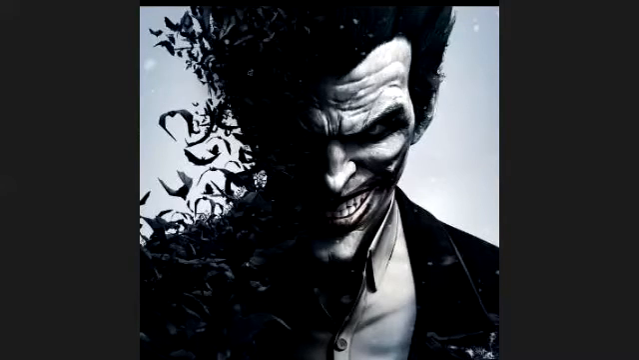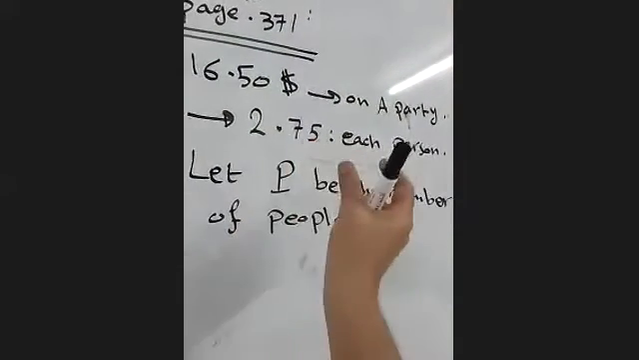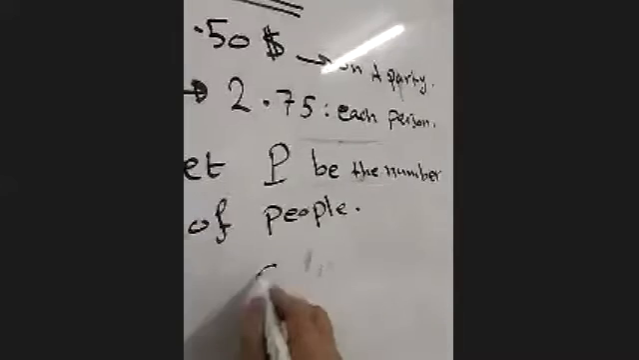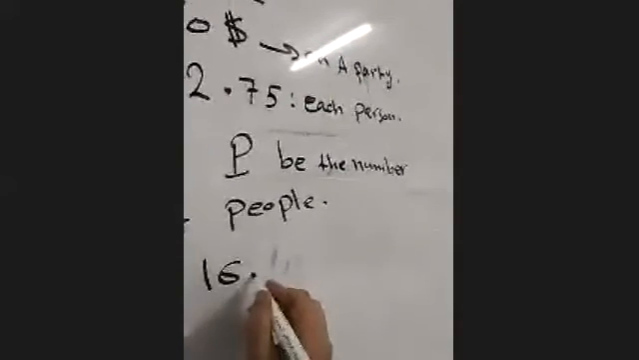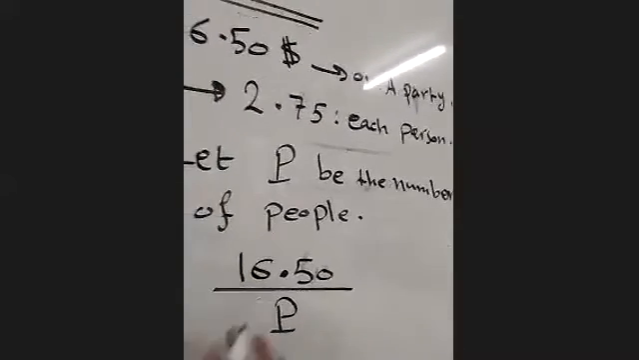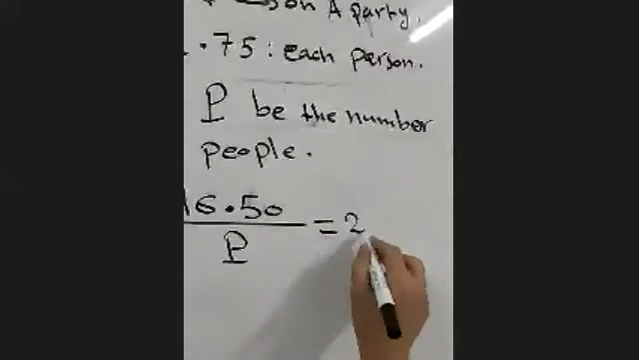Yeah. The equation will be 2.75 over P equal 16.50. So you divide the money of each person. Sorry, 16.50 over P equals 2.75. The total of the money divided by the number of the people will get each person how much, right? The 2.75 is the amount of money for each person.